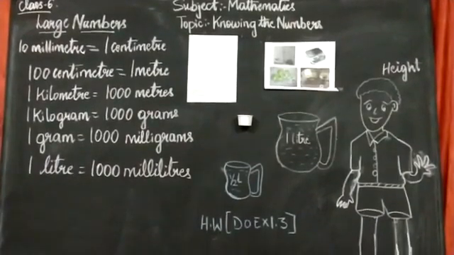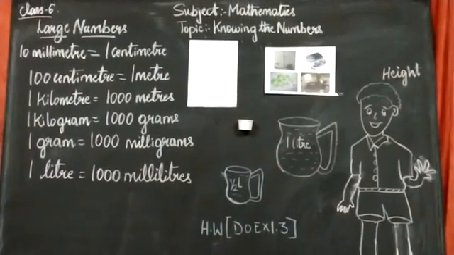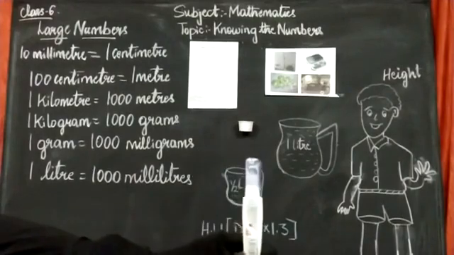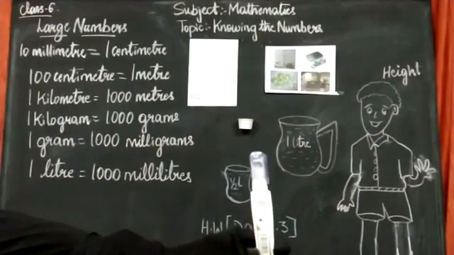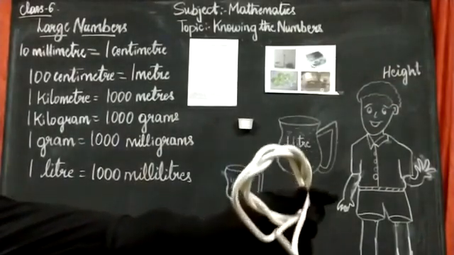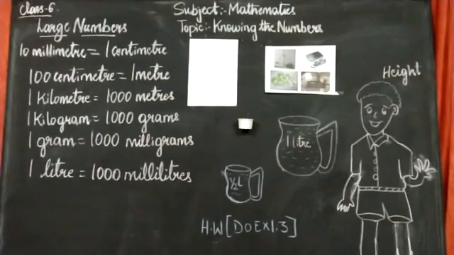Sometimes we have to measure even smaller objects like the thickness of a pencil, the thickness of an eraser, or the thickness of a wire. See here, you should measure the thickness of the marker here. Can we measure? Yes, the thickness of the wire here. What is the thickness of the wire? In such situations we use millimeters. Got it, students? For smaller objects, we use millimeters.